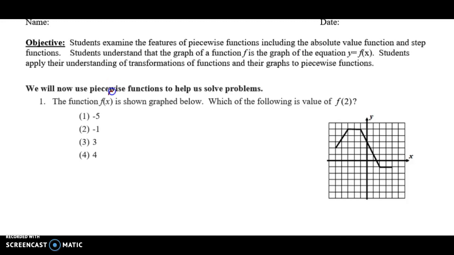Which of the following is the value of f of 2? So you can see how it was named f of x. Now you're finding f of 2. That means find where x is 2. So we go to our graph, x is 2 right here. We follow it till it meets the graph, and then follow it over to the y-axis. What's the value? And our value is -1.